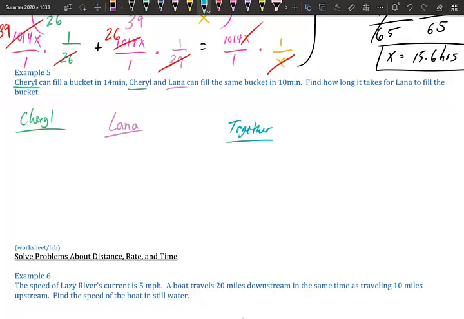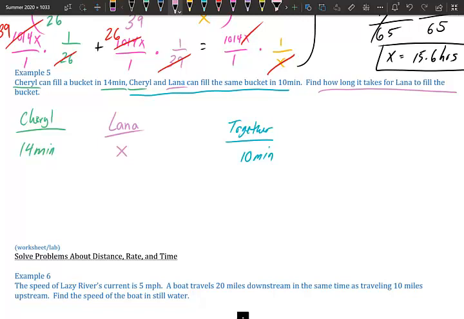So Cheryl fills it in 14 minutes. Together, Cheryl and Lana do it in 10. So it's asking, how long does it take Lana? We don't know, it's x. So now that we have those values, we're just going to take the reciprocal, put 1 over it. The reason why we put 1 over it is because we want to know how much they are doing per hour.